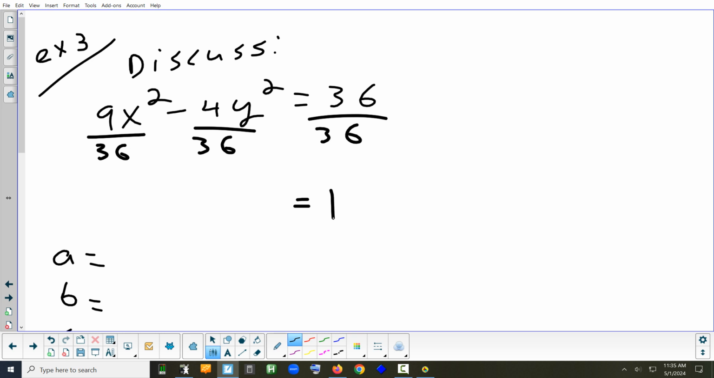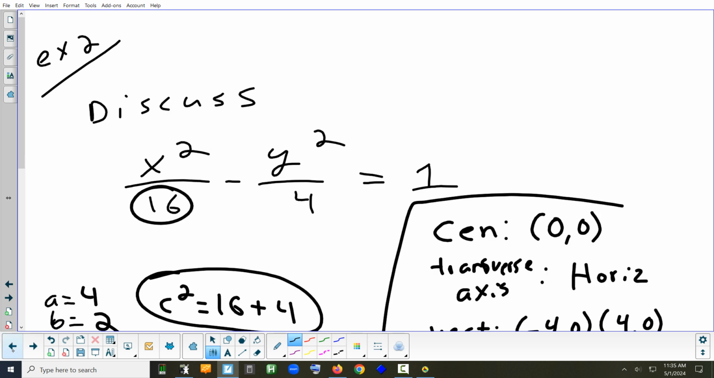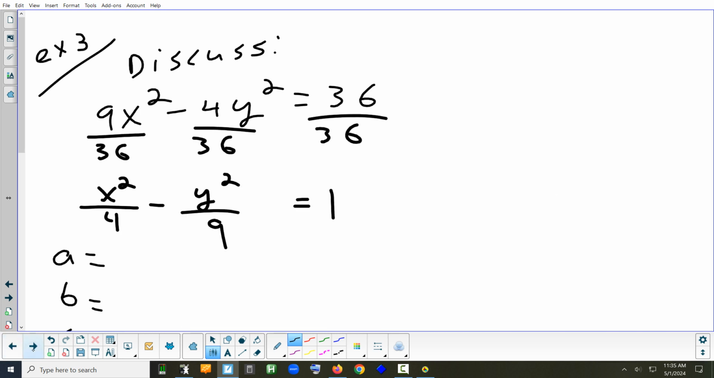x squared over 4 minus y squared over 9. Yep, and there you go. Now we're going to do the same thing here that we just did right here. But the x is still positive, so actually it's the same type.